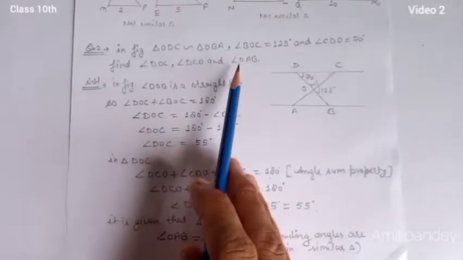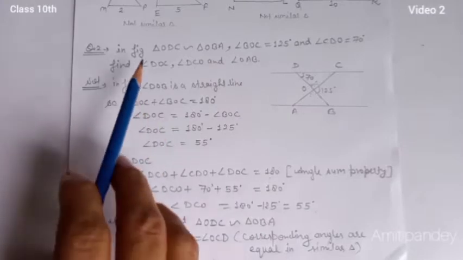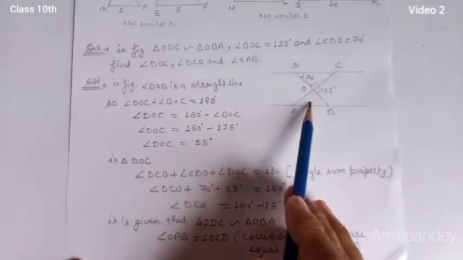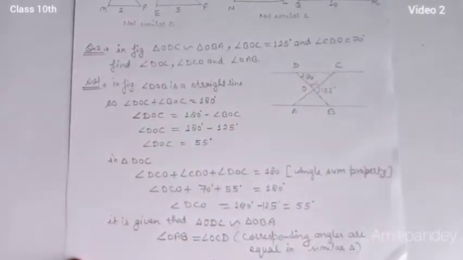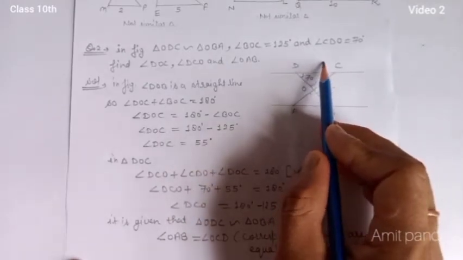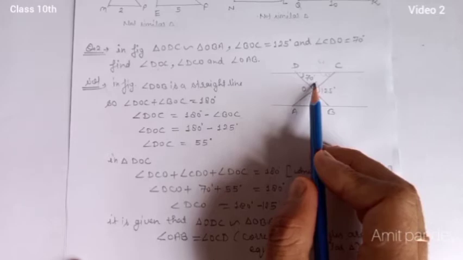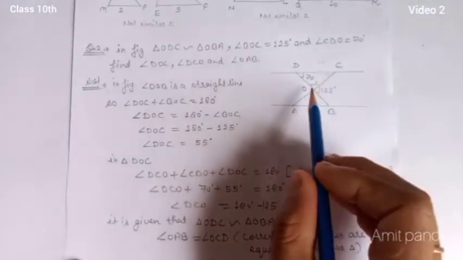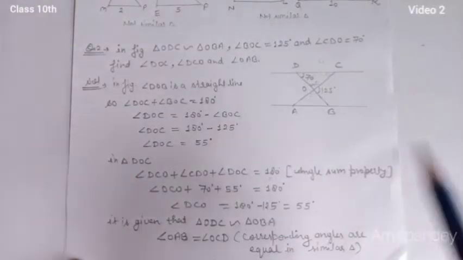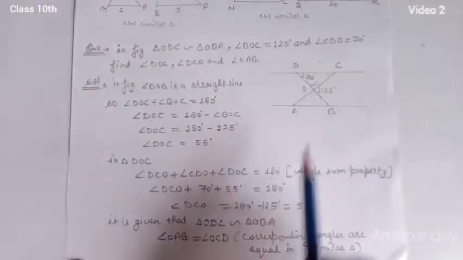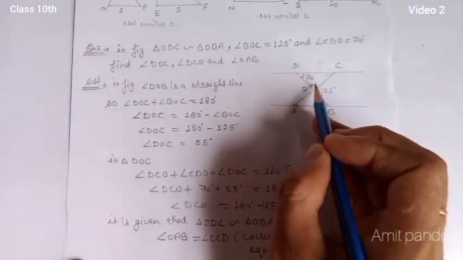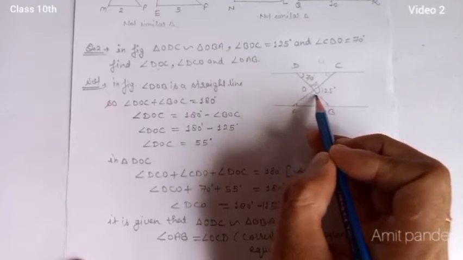Now the third angle, OAB. Students, it is given that triangle ODC and OBA, means this and this triangle, both are similar. As you know, in this triangle this angle is 55. This angle is also 55. Now by this property, as you know, if two triangles are similar, their corresponding angles are also equal, and we have to find this angle.